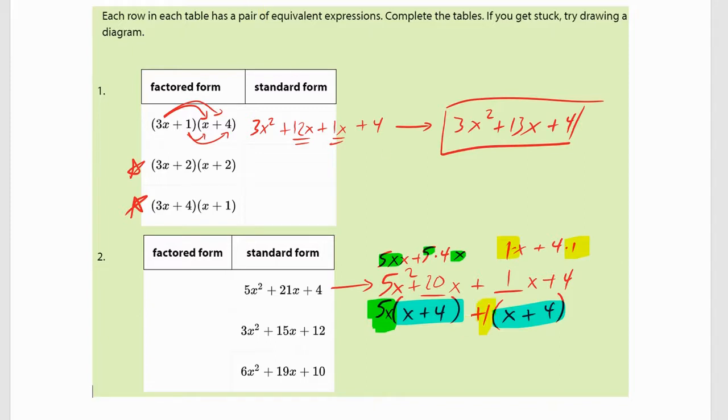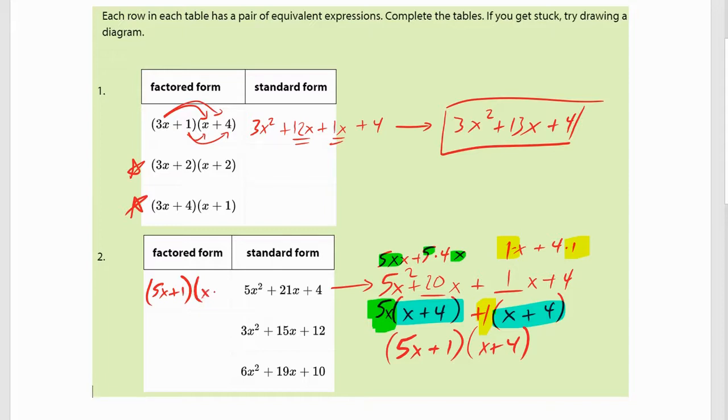All right, so my answer in the end is 5x plus 1. So 5x and 1 are multiplying the same binomial, x plus 4. You see how I did that? So that would be my factored form for this situation. So this is factoring by grouping.